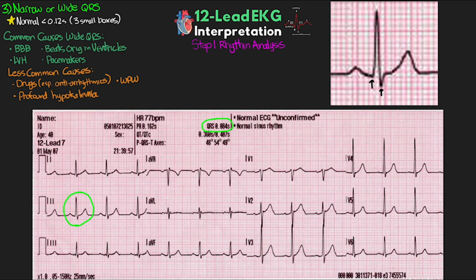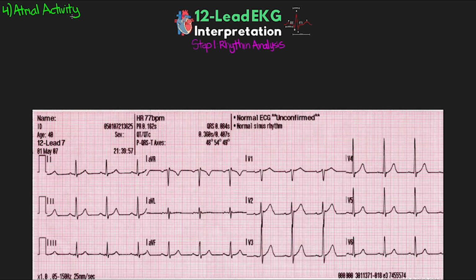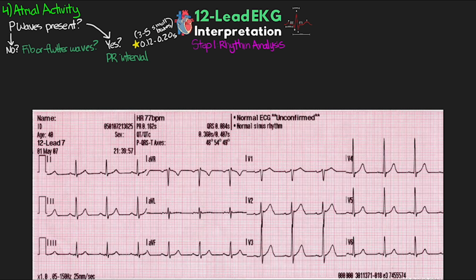All right, now we want to move on and evaluate atrial activity. So first off, we want to see if we have P waves that are present. If not, we want to evaluate for fib or flutter waves. Now, if we do have P waves that are present, we want to look at our PR interval. Normal for this is going to be 0.12 to 0.2 seconds or 3 to 5 little boxes. We also want to evaluate, is the PR interval consistent or is it changing? And do we have one P wave for every QRS complex? If we don't, is there any association that's present between our P waves and our QRS complexes?